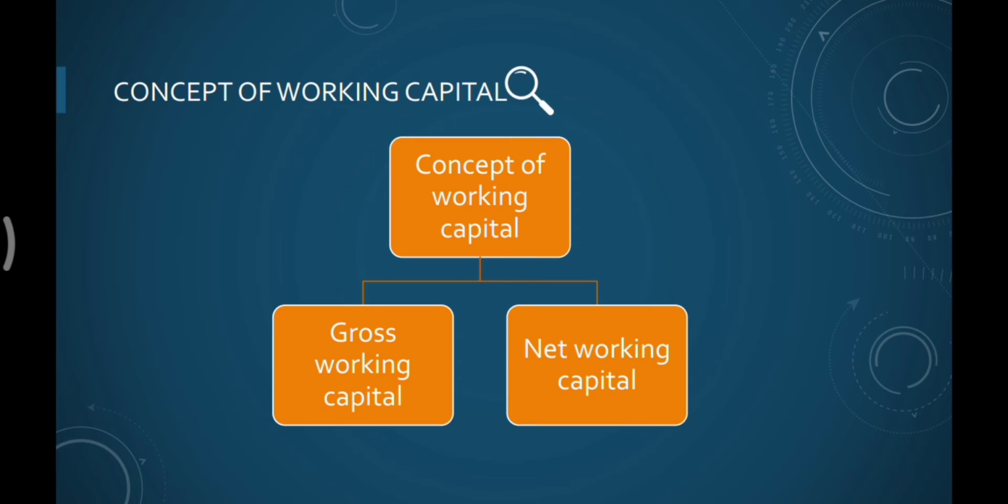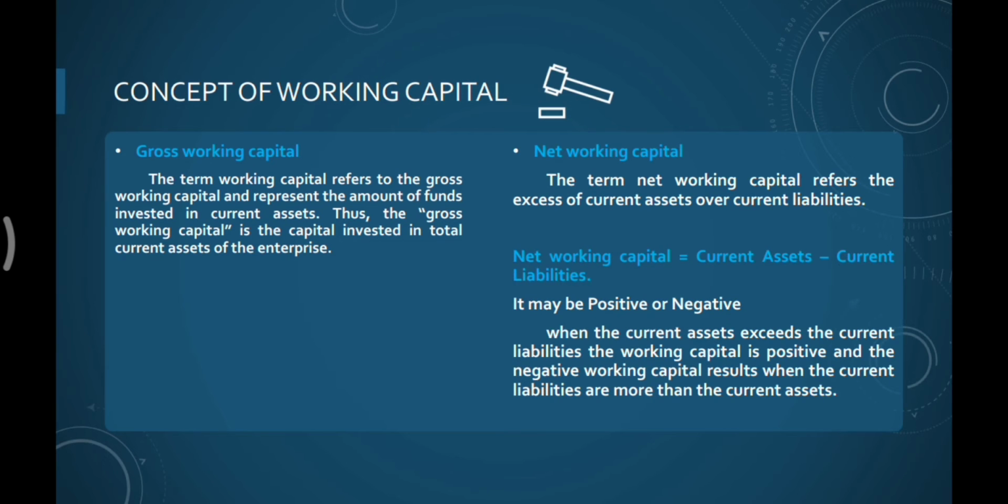Concept of working capital. There are two major concepts of working capital: gross working capital and net working capital. So let's understand both concepts more deeply. Gross working capital: the term working capital refers to the gross working capital and represents the amount of funds invested in current assets. Thus, the gross working capital is the capital invested in total current assets of the enterprise.